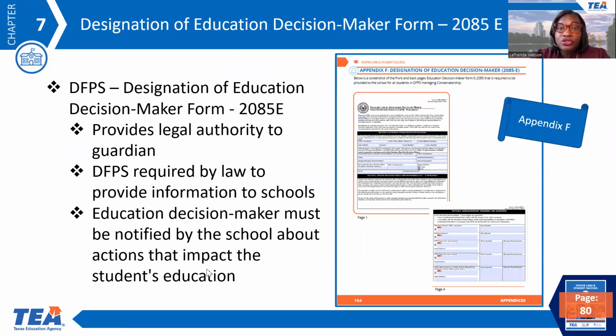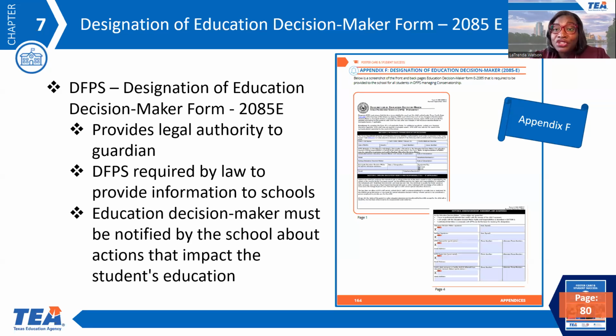Now let's go into the 2085E. This form also provides legal authority to the guardian. DFPS is required by law to ensure that the school receives this form for information. The education decision maker must be notified by the school about any actions that will impact the student's education. This sample form is in our appendix also. It is appendix F on page 164 of the guide.